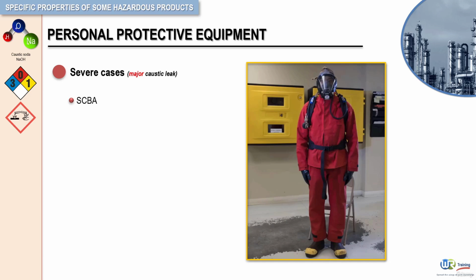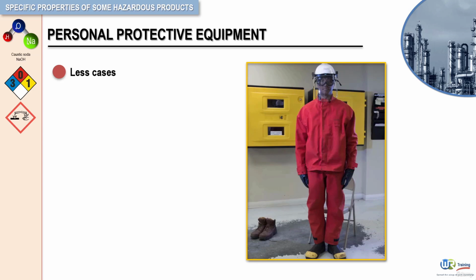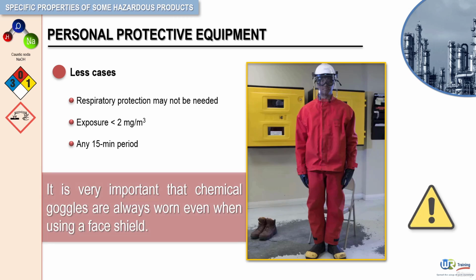In severe cases with spraying caustic and a major leak, SCBA or full face air supply respirator with an auxiliary self-contained air supply should be worn. In less severe cases, such as a leaking valve or a pipeline with no appreciable spraying and/or splashing product, respiratory protection may not be needed. This recommendation is based on the assumption that, unless otherwise determined by the incident commander, the responders to such a sodium hydroxide release will not be exposed to concentrations in excess of 2 mg per cubic meter in any 15-minute period.